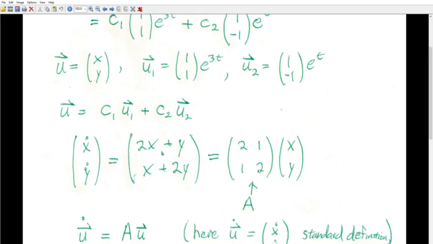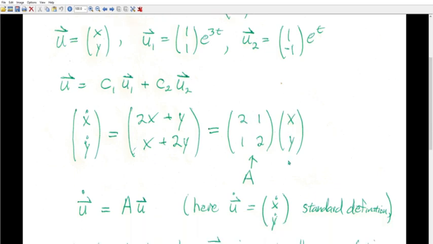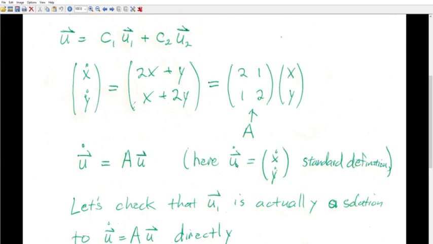And because of what we know about matrices, we can recognize that 2x plus y, x plus 2y is just the matrix 2, 1, 1, 2 times x, y. And we think of this as the matrix A. And now we have u dot is A u. And here we've got u dot as x dot, y dot, which is the standard definition for what it means to take the derivative of a column vector.